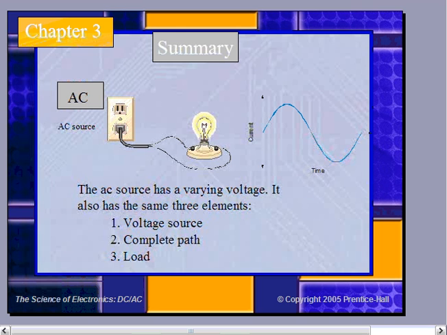The AC source has a varying voltage. It also has the same 3 elements: voltage source, complete path, and a load. Notice the graph this time goes up to a maximum peak and then goes down to a negative maximum peak. It's an alternating voltage and current.